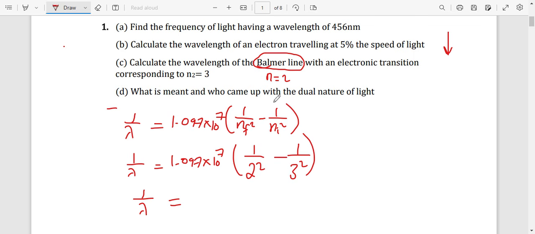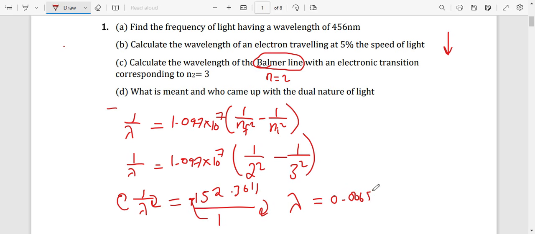And then the answer we get times 1.097 times 10 to the power 7. This is going to give us, from what I can get, 152.3611. This is the same as over 1. So if I want to make wavelength the subject of the formula, the one on top comes down, and this one goes on top. So all we do is 1 divided by answer. And that is giving us 0.0065.